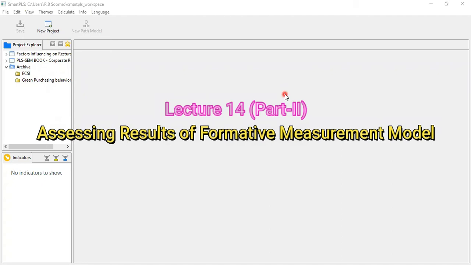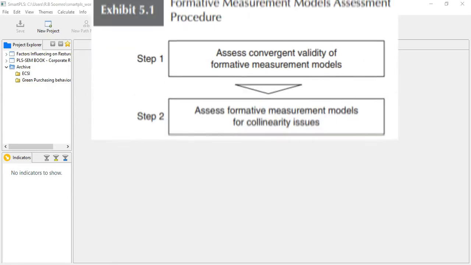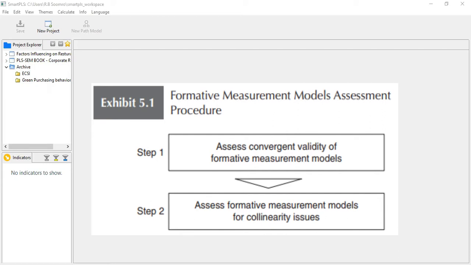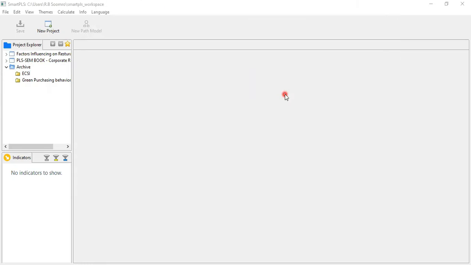In this lecture, I'm going to discuss how to assess the significance and the relevance of formative indicators. Earlier, in part one of video lecture number 14, I discussed how to assess convergent validity of the formative measurement model and how to assess the formative measurement model for quality issues. So this is the second part.